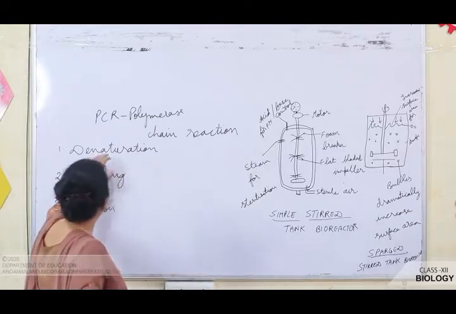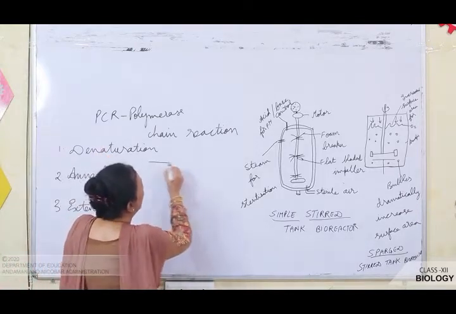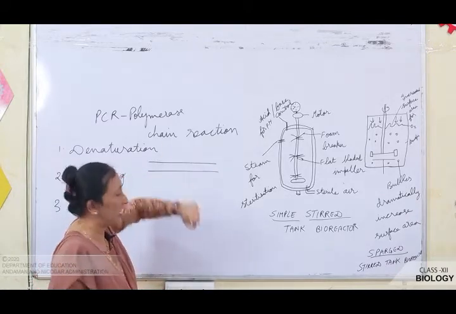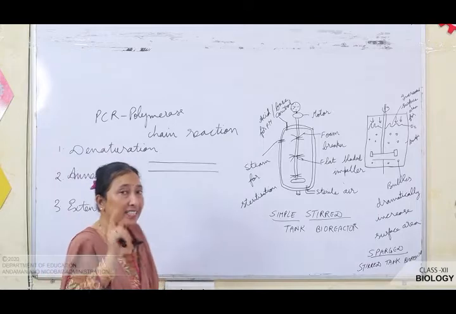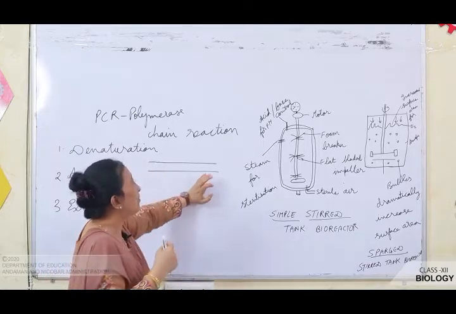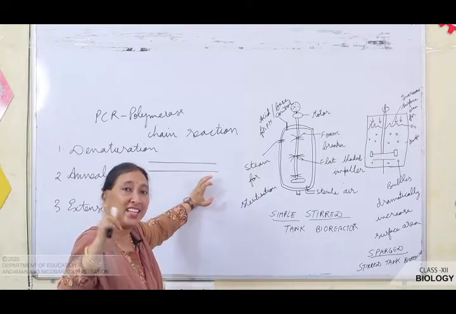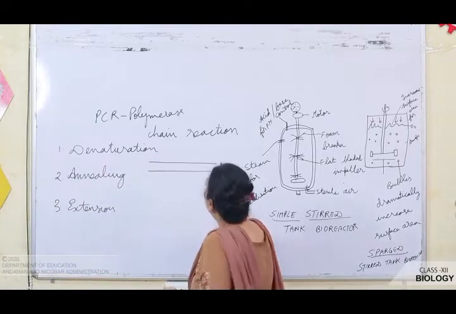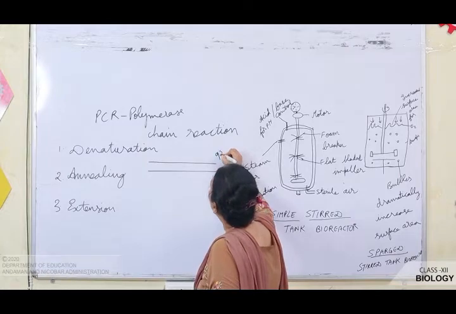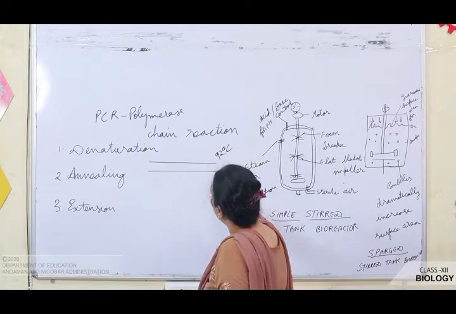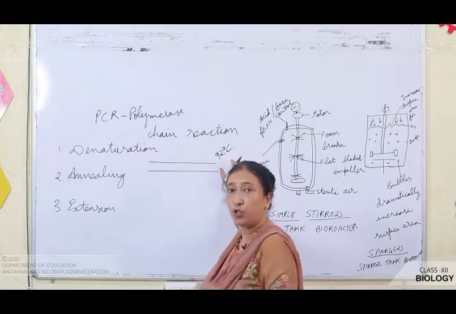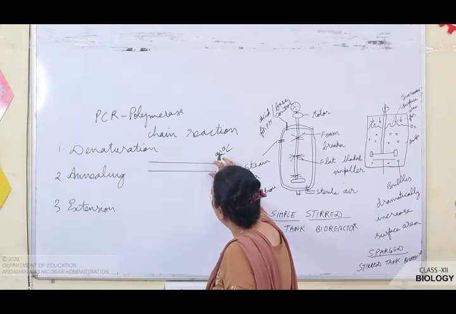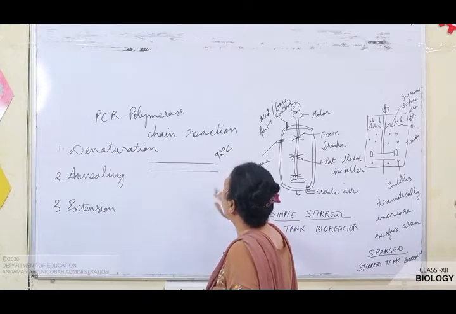So what is happening here is denaturation. We will take a DNA strand. Suppose this is the DNA strand. This DNA strand is denatured, and we know that DNA is a protein. Protein gets denatured on heating. So these 2 DNA strands should be exposed to heat, at least 92 degrees centigrade. When exposed to 92 degrees centigrade, it gets denatured. Denatured means the 2 strands of the DNA have separated.